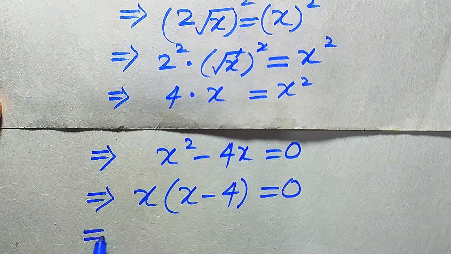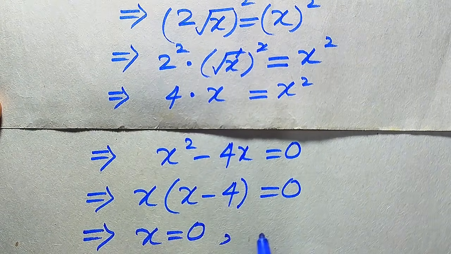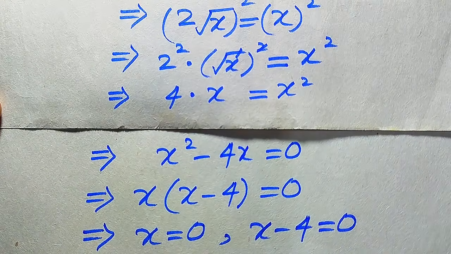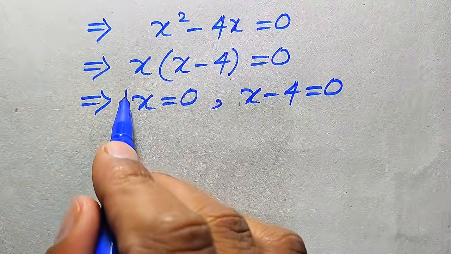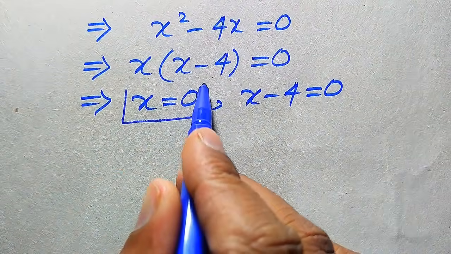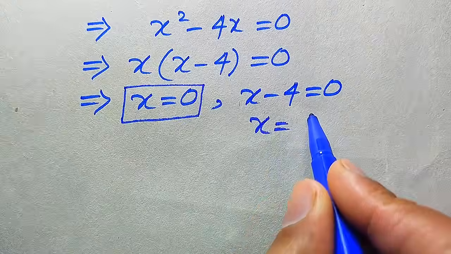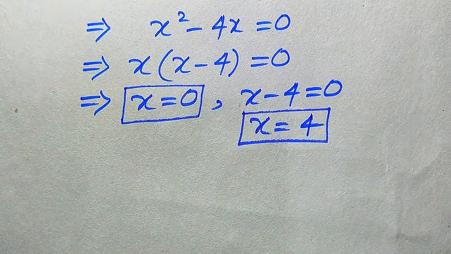Now we divide this equation into two cases. The first case is we write x is equal to 0, and the second case is we write x minus 4 equals 0. Here you see that x equals 0 is the first root of the given equation which we get from the second method, and from here we easily get the value x is equal to 4. This is the second root of the given equation.